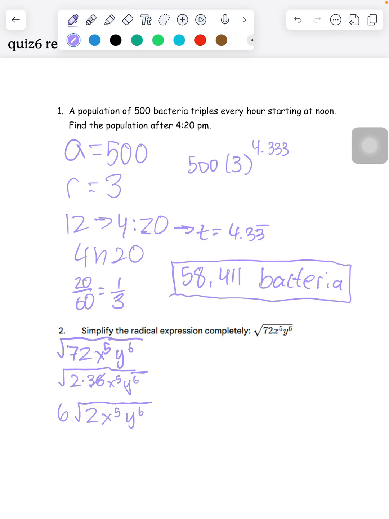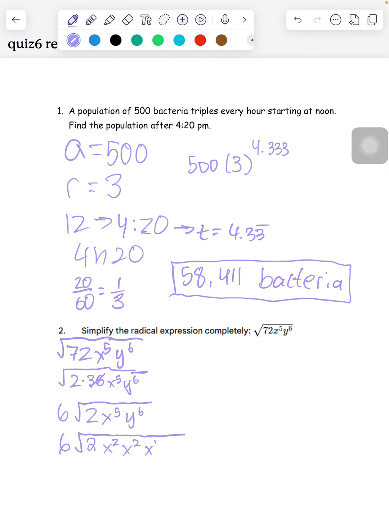Now what's going to happen? This 2, I can't break it down any further, so I know it's going to stay in. Now I want to break up x to the 5 and y to the 6. You can think about it like this: how many times does 2 go into 5? Well, 2 goes into 5 twice, and there's 1 remaining. So I can break up x to the 5 in that many groups. I'm going to bring my 2 over: x to the 2, x to the 2, and x to the 1. So I broke up x to the 5.